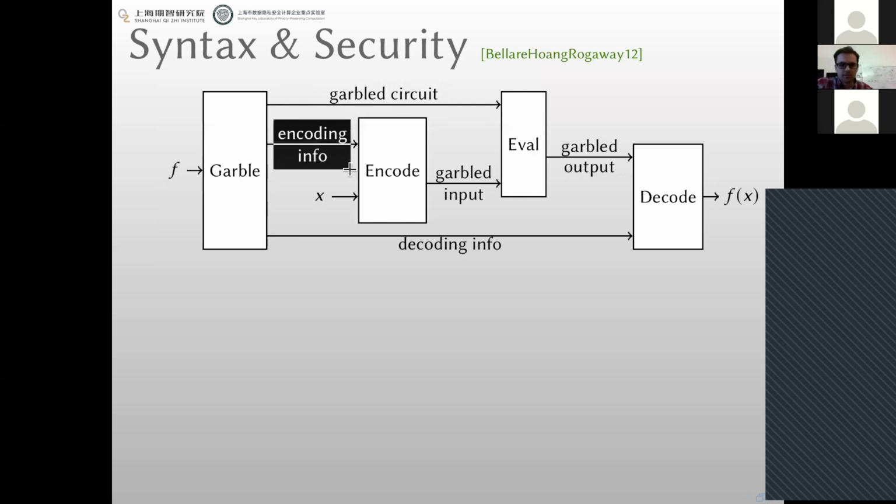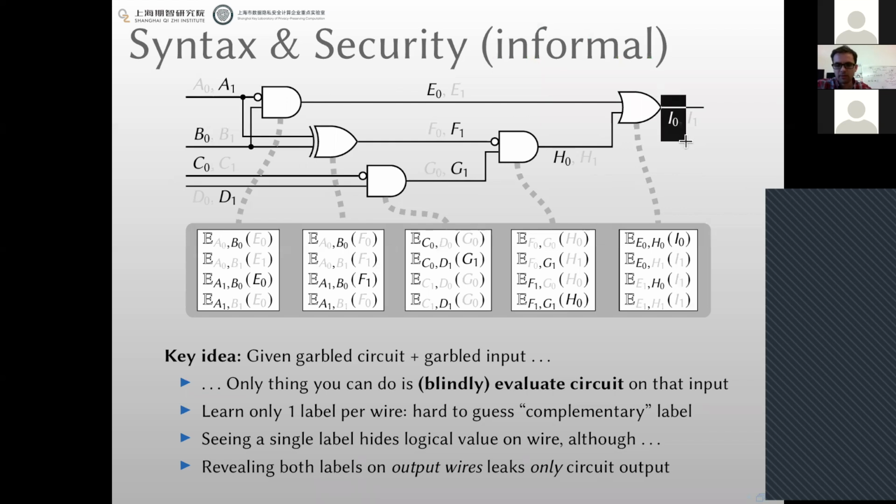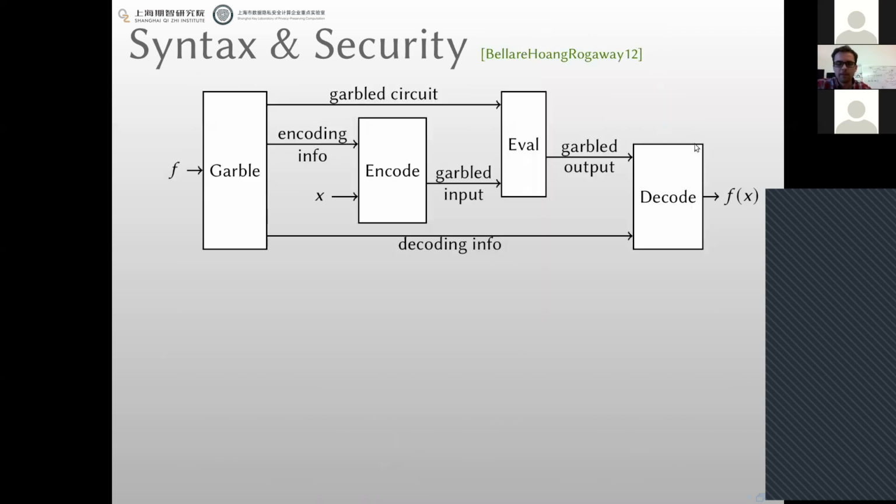She also generates this encoding information. Encoding information is just the 2 labels on each of the input wires. So if you have the labels on the input wires and you have an input to the circuit, then you can choose the correct ones and get a garbled input. So garbled input is just a single label on each input wire. And then in the protocol, Bob sees a garbled circuit and a garbled input, and he can evaluate and get a garbled output. In the previous example, I0 would be a garbled output.